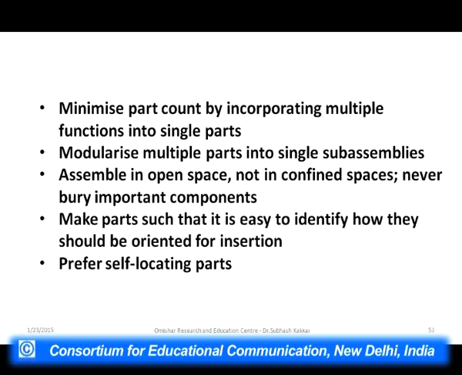Minimize part count by incorporating multiple functions into single parts. Modularize multiple parts into single subassemblies. So, prefer use of modular components. Assemble in open space, not in confined spaces. Never bury important components. Make parts such that it is easy to identify how they should be oriented for insertion. Prefer self-locating parts.